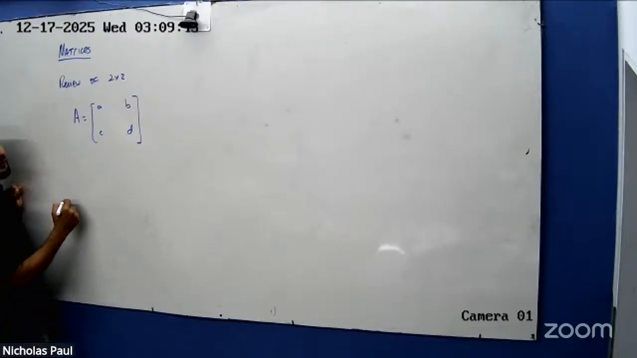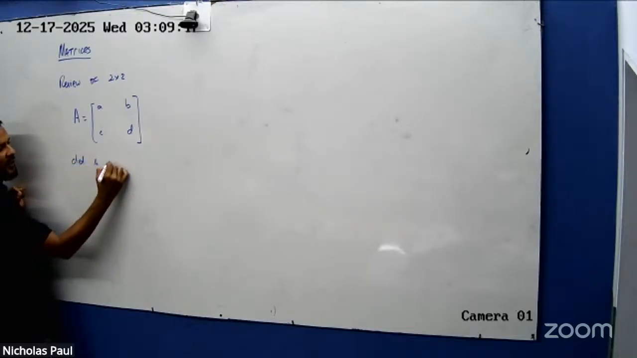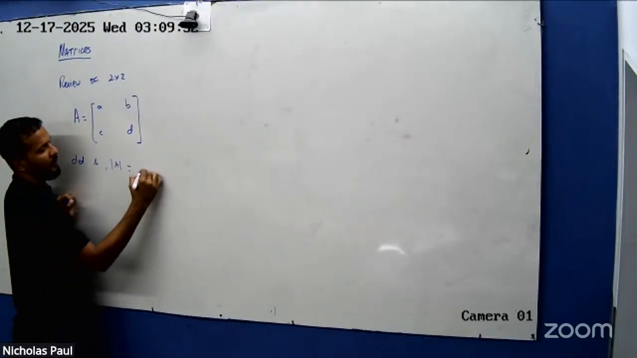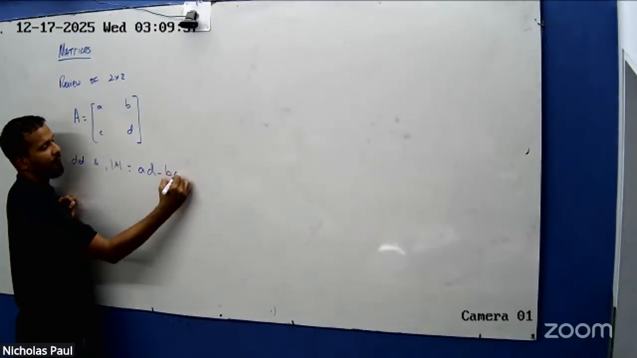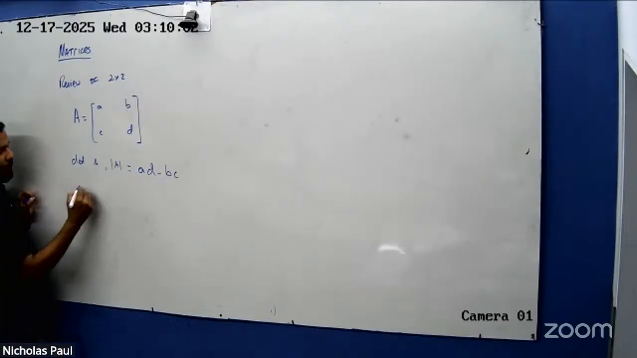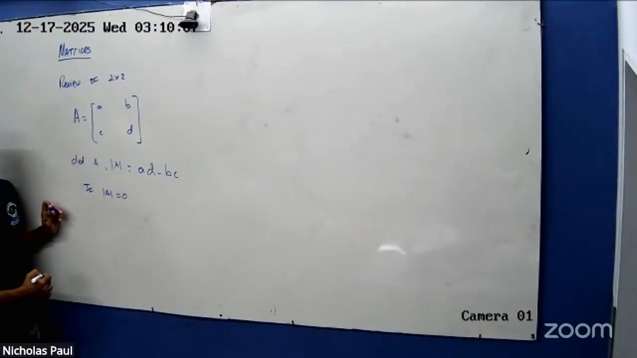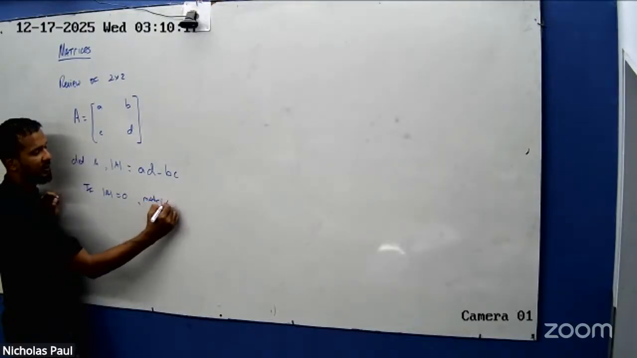So first thing we need to remember is how to find the determinant of A. The determinant of A is written with 2 lines around the A. And that'll be A times D minus B times C. Right? That's how you find the determinant of A. Just a quick rule, if the determinant is equal to 0, what type of matrix is that? If the determinant is 0, then the matrix is singular.